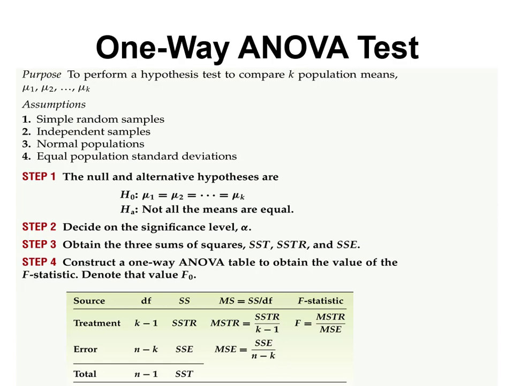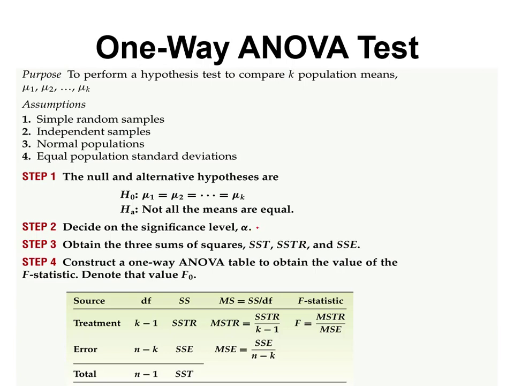Starting with the one-way ANOVA test, you need to remember some specific steps. The first is the null and alternative hypotheses. Suppose you collect data for three different groups: the null hypothesis is mu1 equals mu2 equals mu3, and the alternative hypothesis is that at least two means are not equal. Along with the assumptions already discussed: simple random sample, independent samples, normal population, equal population standard deviation.